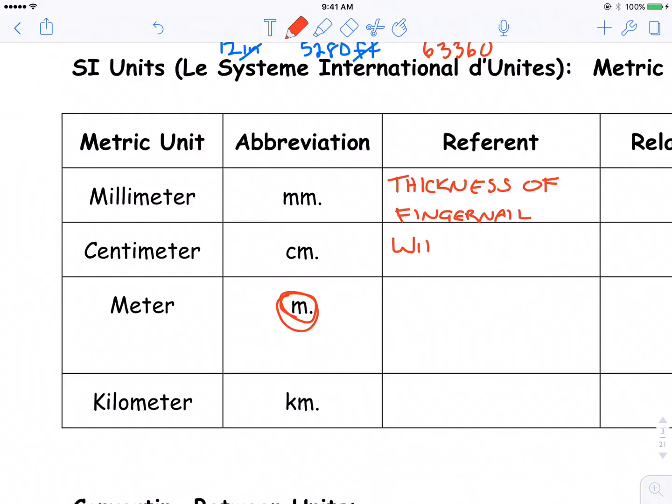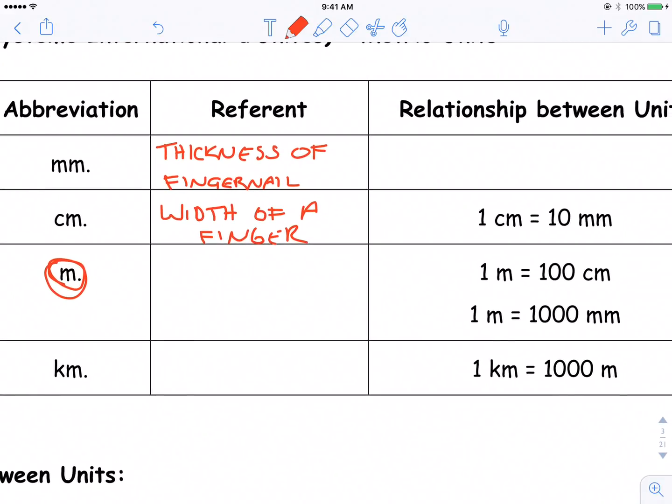Width. I wouldn't say that your thumb would be a good one, because your thumb's probably a little bit wider than a centimeter. But the width of, well, for me it's a centimeter. For some of you with bigger hands, it might be maybe your pinky finger. But that's a good reference. And then something that hopefully you know is that 1 centimeter is 10 millimeters.